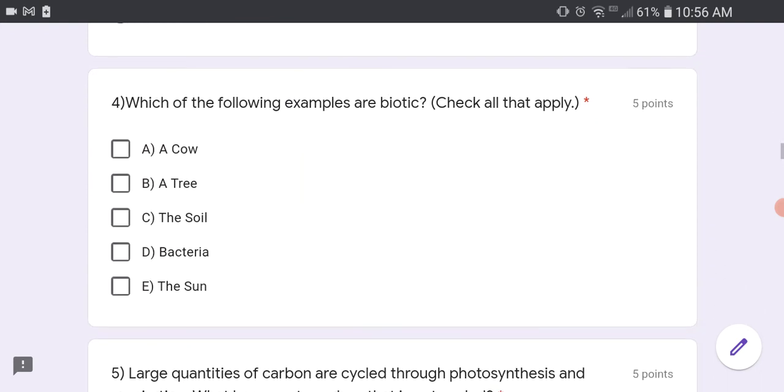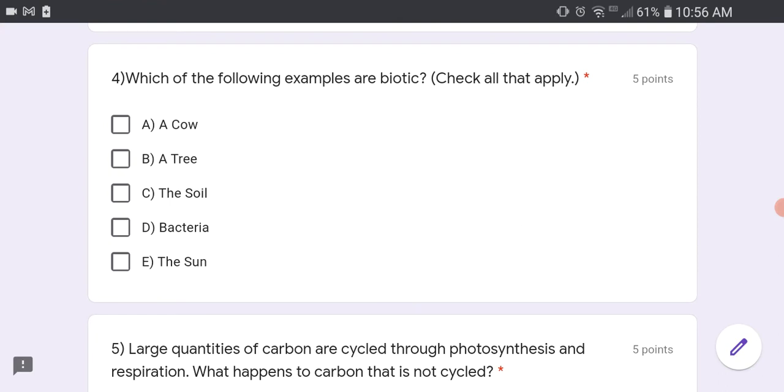Number 4. Which of the following examples are biotic? Check all that apply. So you have A, a cow, B, a tree, C, the soil, D, bacteria, and E, the sun.